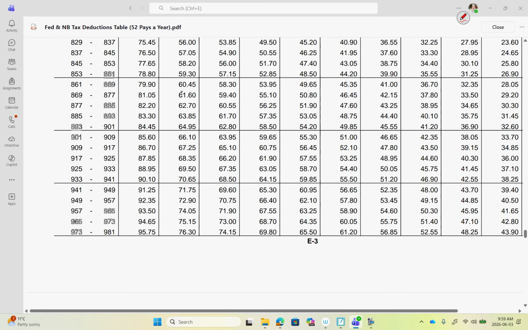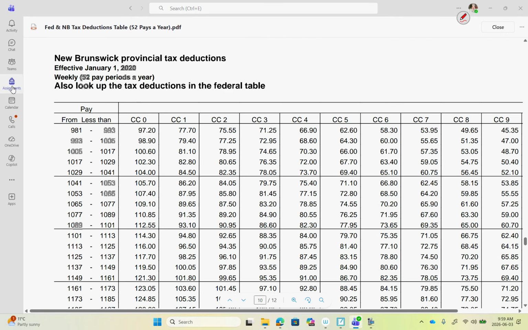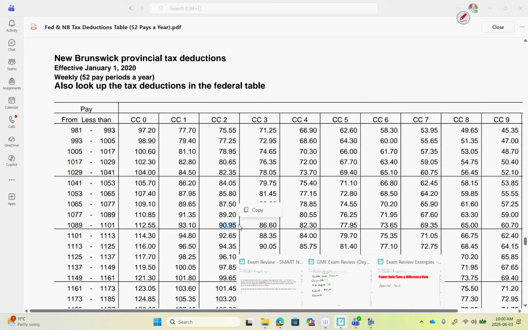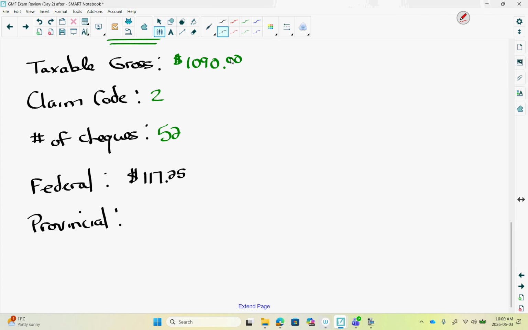So 1090, getting close. It's between 1089 and 1101. Claim code 0, claim code 1, claim code 2. $90.95. So I go back to my file and I'll write down $90.95. And that's coming off your gross pay going to the provincial government. Everyone okay with that?